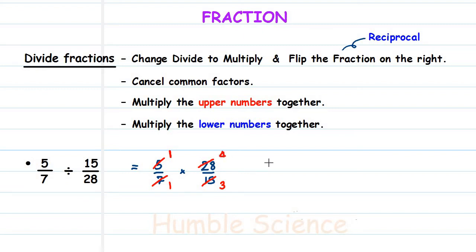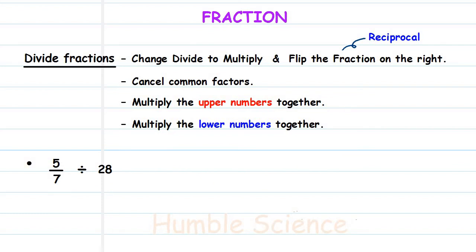Now we can multiply all the upper numbers. 1 times 4 will be 4. And for the lower numbers, 1 times 3 will be 3. So the answer here is 4 over 3.